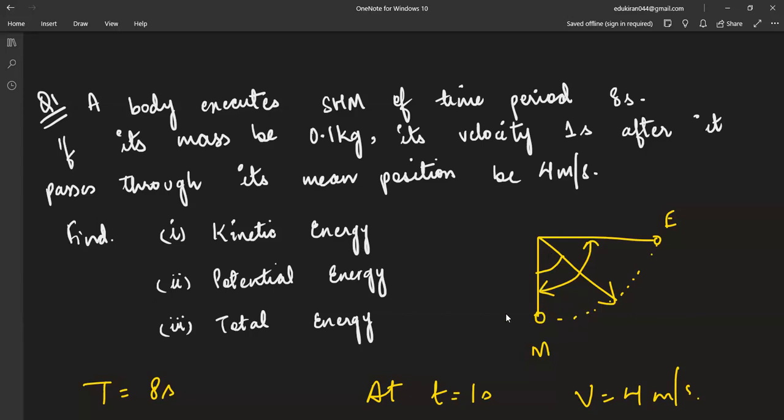So since it's not exactly at the mean position, that's why we are not taking it as 0. Otherwise, this would have been 0. Both of them would have been directly equal. Right now, we are seeing the total energy is being divided into two parts.